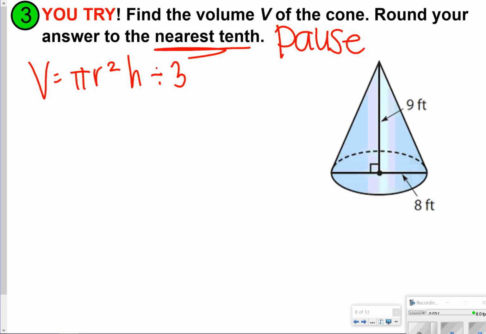Alright, so we have done area of the base times height. That's going to be 3.14 times 4 times 4. Remember, because that's the radius. The radius is 4, 8 is diameter, times height, which is 9, divided all by 3.